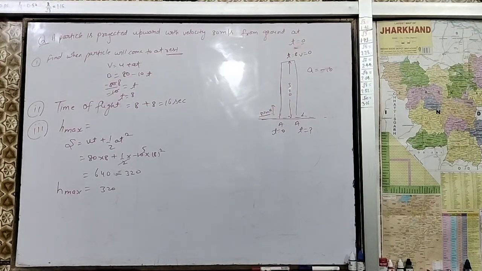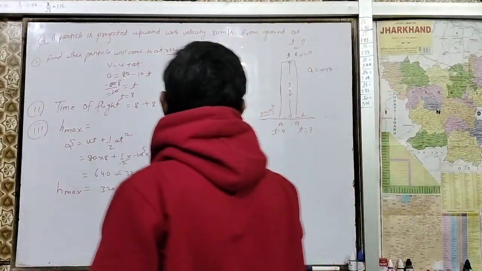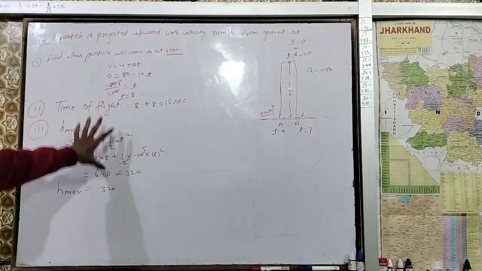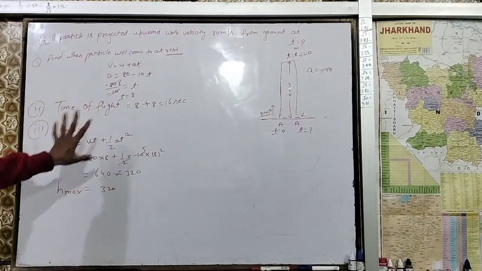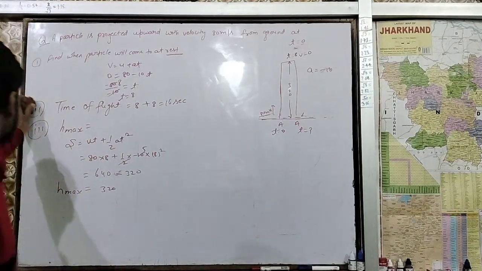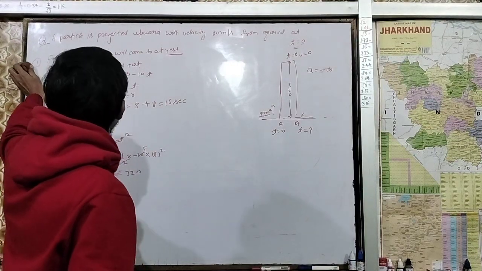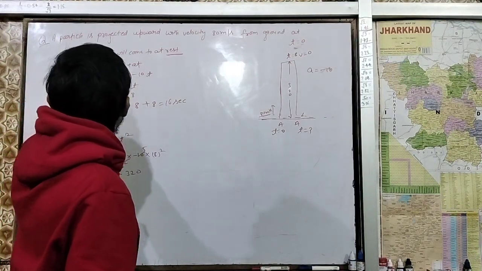320. Okay. Now velocity and location of the particle. I hope these three things are crystal clear for you. I want to move on.